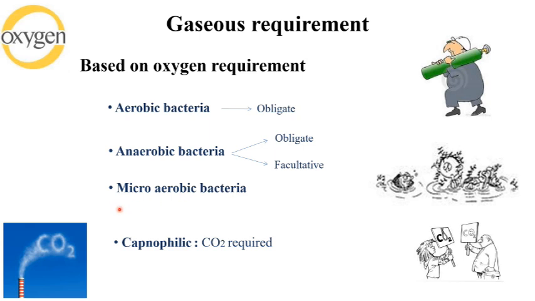Next, capnophilic organisms or capnophilic bacteria require carbon dioxide, about 5 to 10%, for their growth and multiplication. The examples are Brucella abortus, Neisseria species, and Pneumococci, which require a small amount of carbon dioxide for their growth and multiplication.